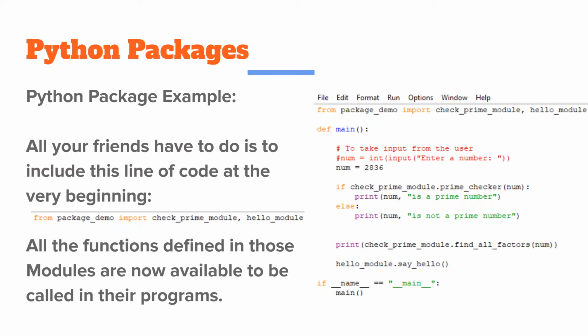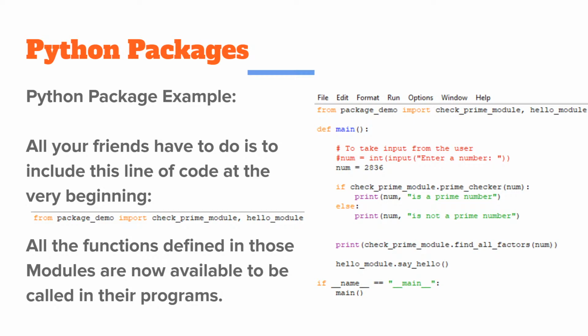Alright, so say we have a package that we import, and we have two different modules inside that package. We have check prime module and we have hello module. In order for us to use this, all we have to do is the same thing that we did with the module: from package demo import check prime module, comma, hello module. And now all of the functions defined in those modules are available in this program.